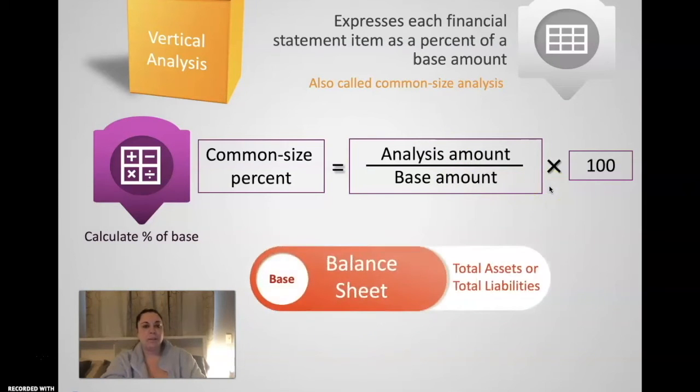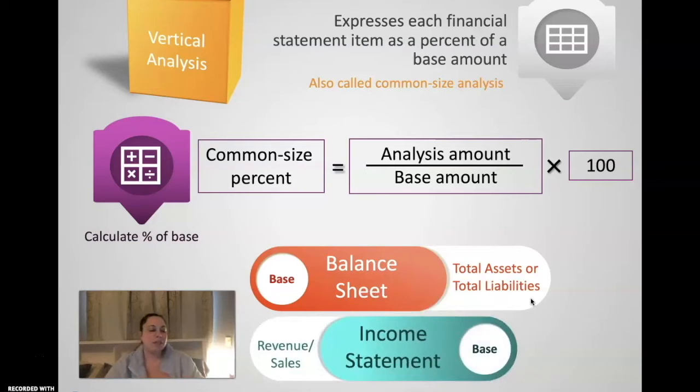So if we're talking about a balance sheet, the base amount would either be your total assets or your total liabilities and equity, because basically your total assets have to equal your liabilities and equity. So whichever number you use, it's going to be the same number. So usually I just look at total assets, or I just go to the bottom line, the liabilities and equity added together.